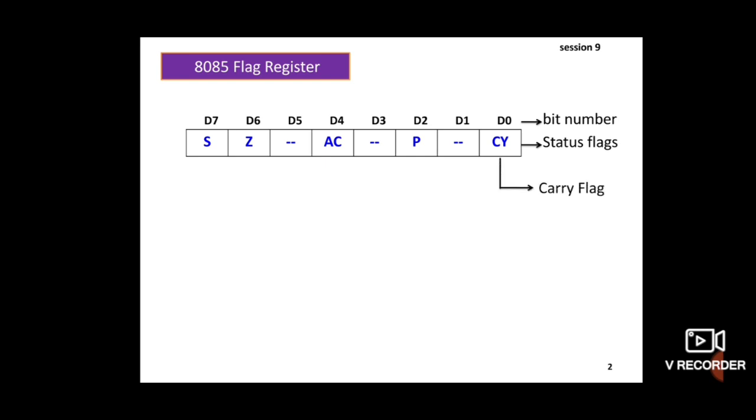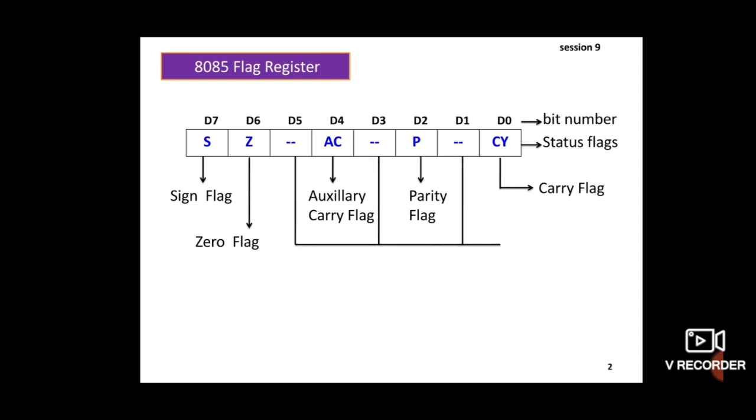Then at D1 there is no flag. D2 is the parity flag, and D3 has no flag. At the D4 place is AC, meaning the auxiliary carry flag. D5 is no flag. At the D6 location, the Z, meaning the zero flag, is there. And last, at the D7 location the sign flag is there. This means in the 8085, D1, D3 and D5 are undefined bits. See once again.